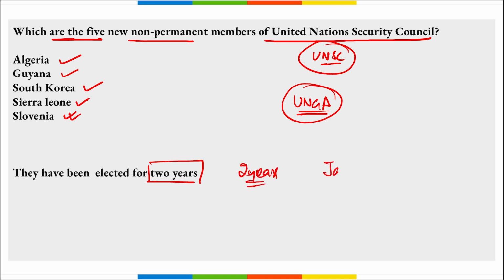And this is from January 2024 till December 2025, right? Then remember, these new 5 elected countries will be replacing Albania, Brazil, Gabon, Ghana, and UAE, whose term ended on 31st of December 2023. Correct?